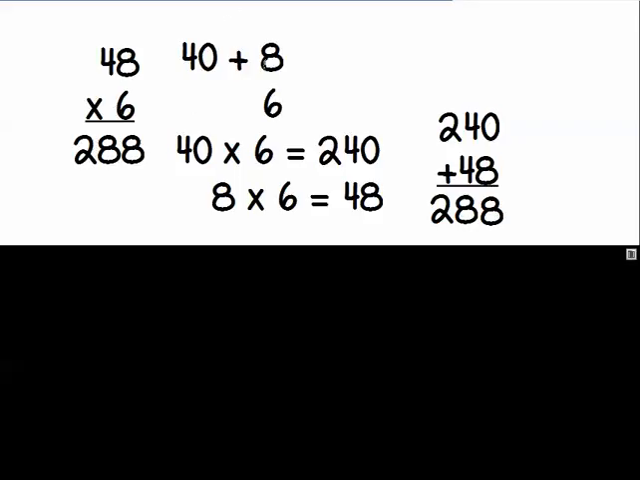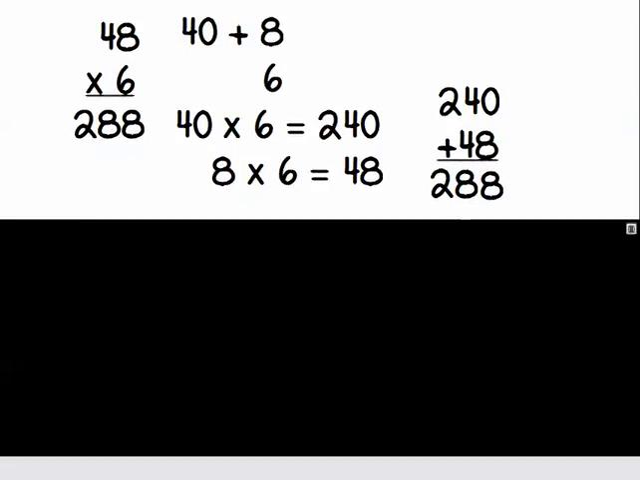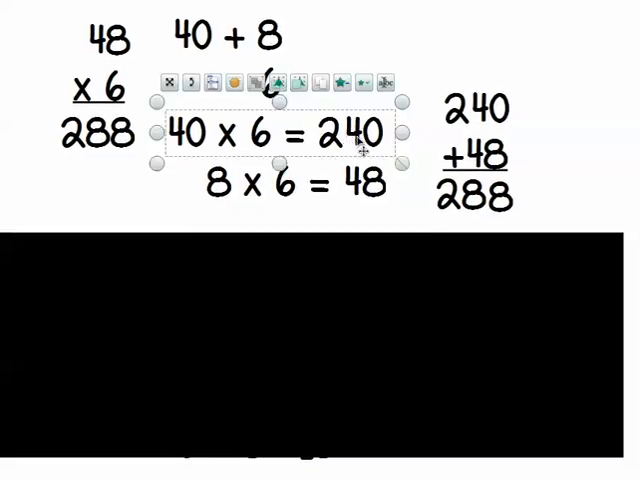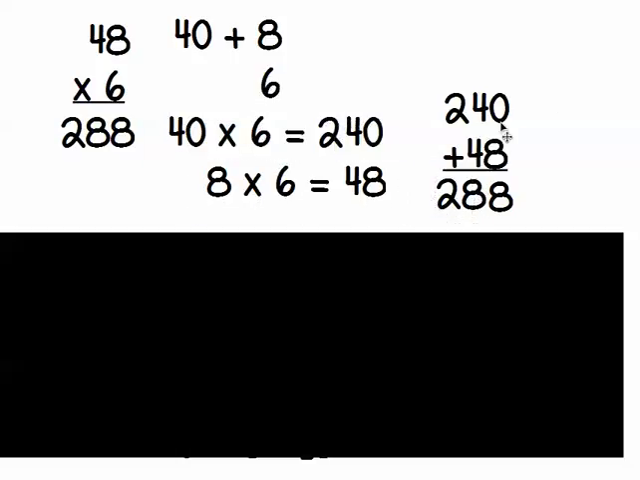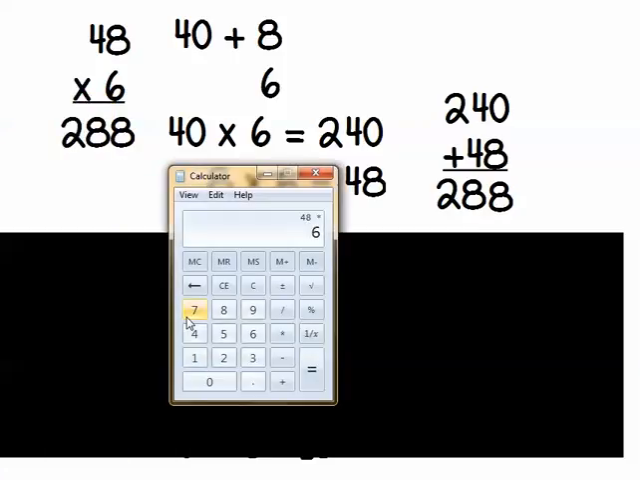Now I have to do the same thing I did in the area model. I'm just not using the rectangle anymore. I want to multiply every part of 6 times every part of 48. So 40 times 6 is 240. And 8 times 6 is 48. These are now my partial products, 240 and 48. So I have to add them together. And when I do, I get 288. Again, I can check my work to make sure that 48 times 6 is actually 288, and I am right.